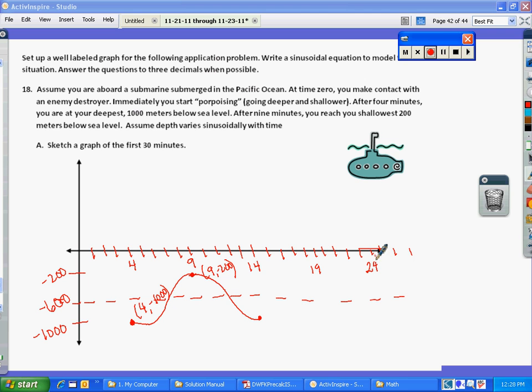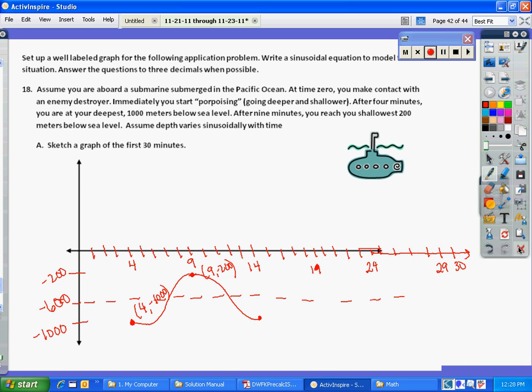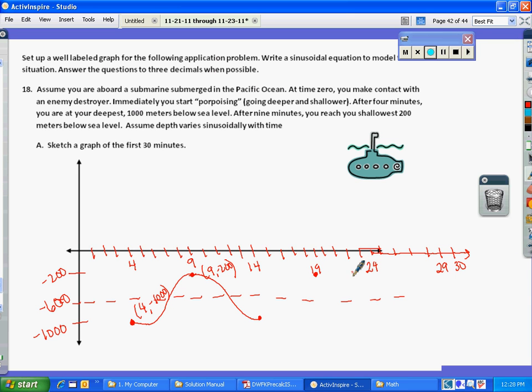Alright, so you're going to want to continue this out. So 24, 25, 26, 27, 28, 29, and then 30 is going to be your last point, because you're supposed to graph it for the first 30 minutes. Alright, so again, every 5 minutes you're going to have another portion of your graph. So this is going to be at 19 minutes, you're at 200. At 24, you're back down at 1,000. 29, you're back up at negative 200, and you can complete your graph.